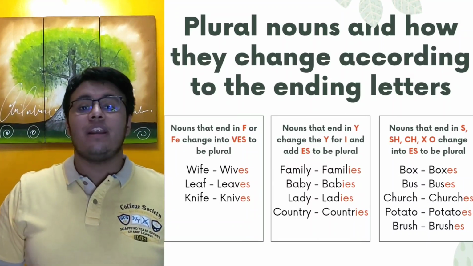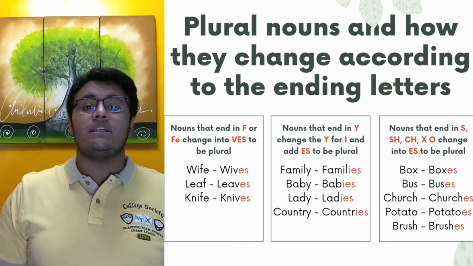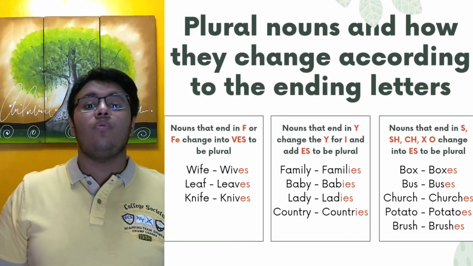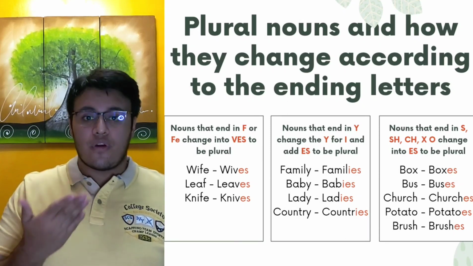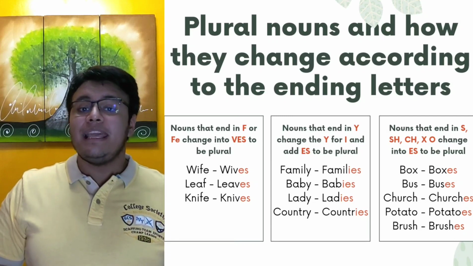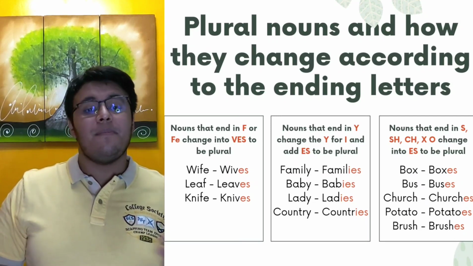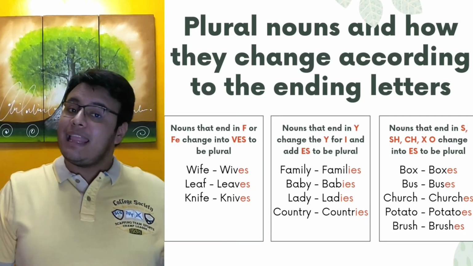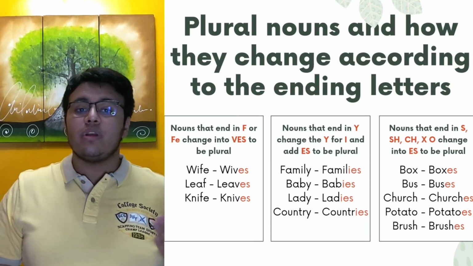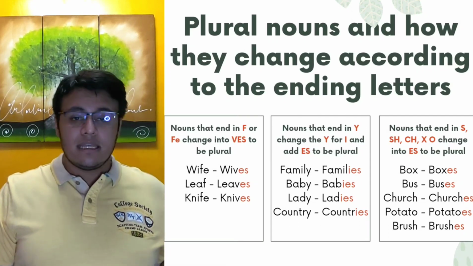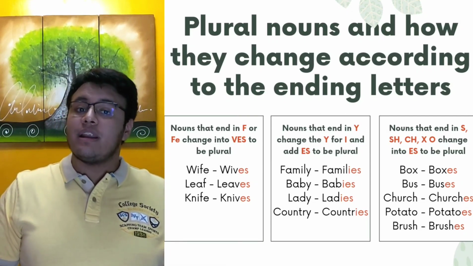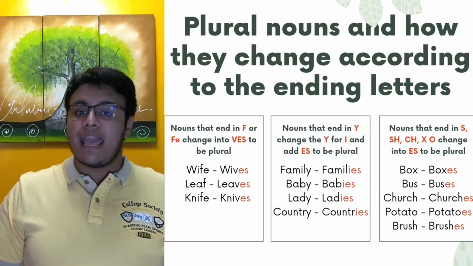We have also nouns that end in Y, and we change it for an I, and we add an ES. For example, family, families, baby, babies, lady, ladies, country, and countries. As you can see here, we change the Y for an I, and we add an ES.